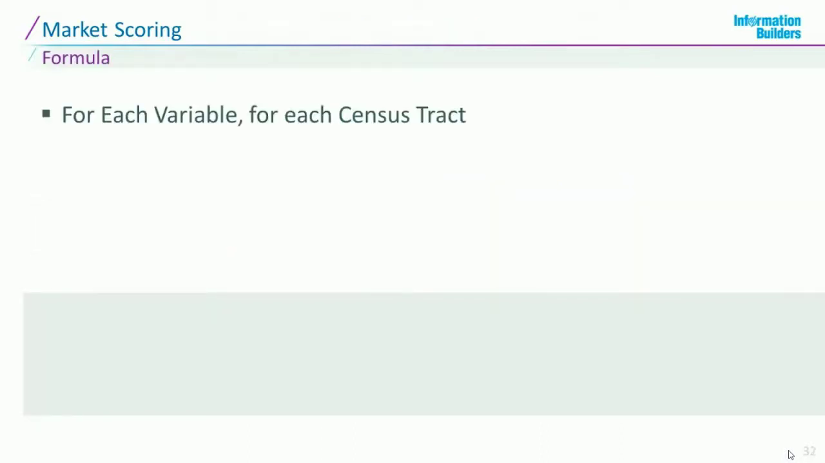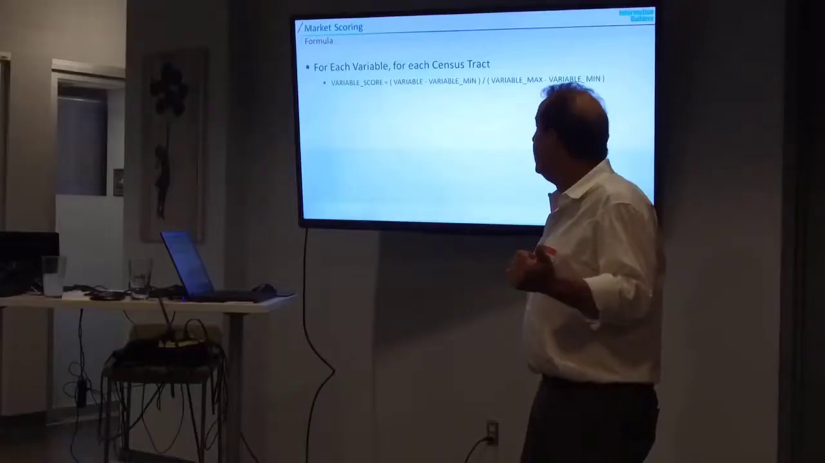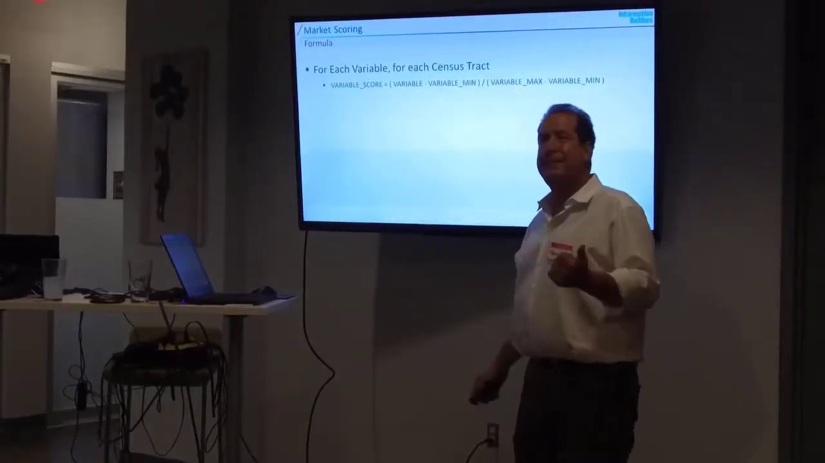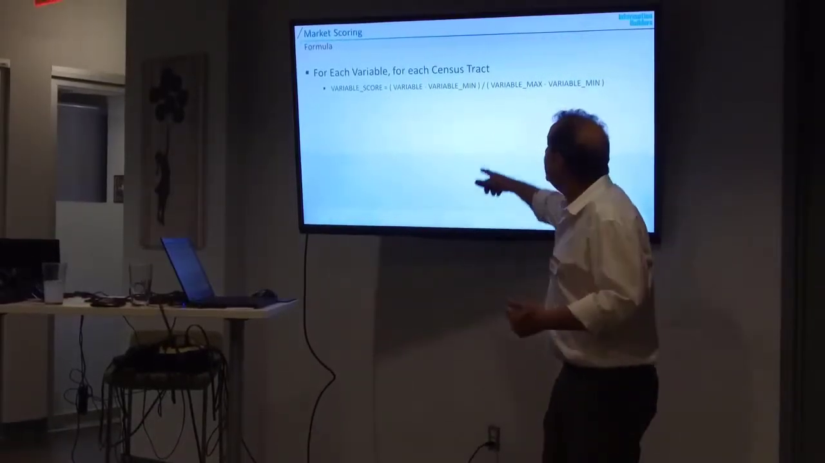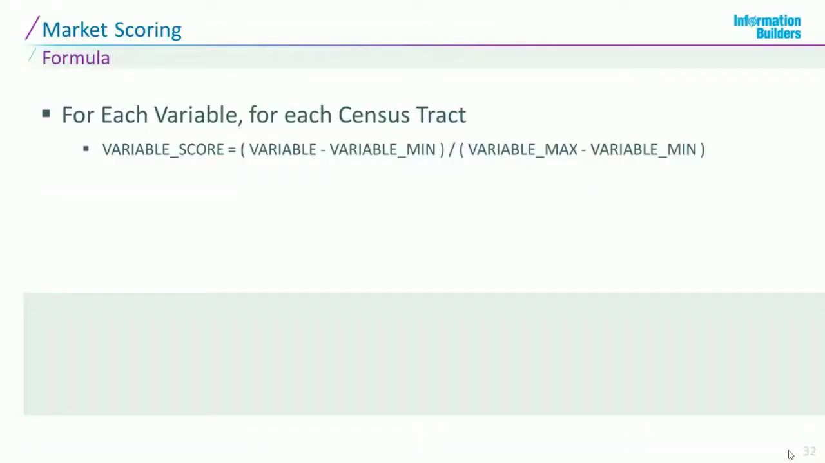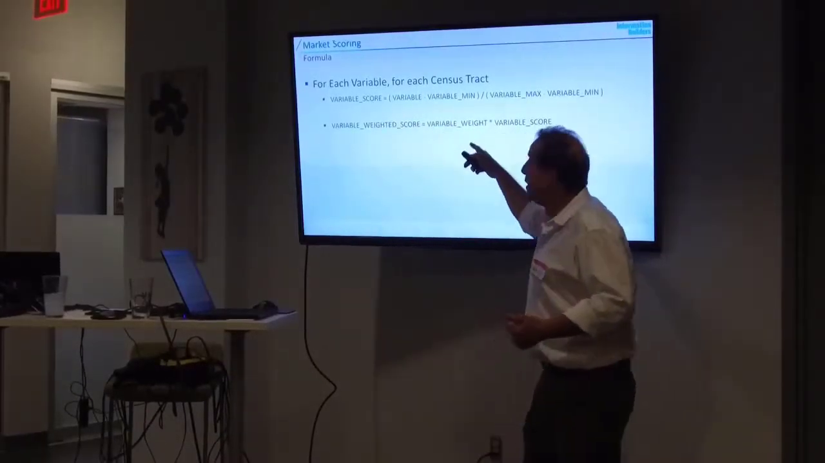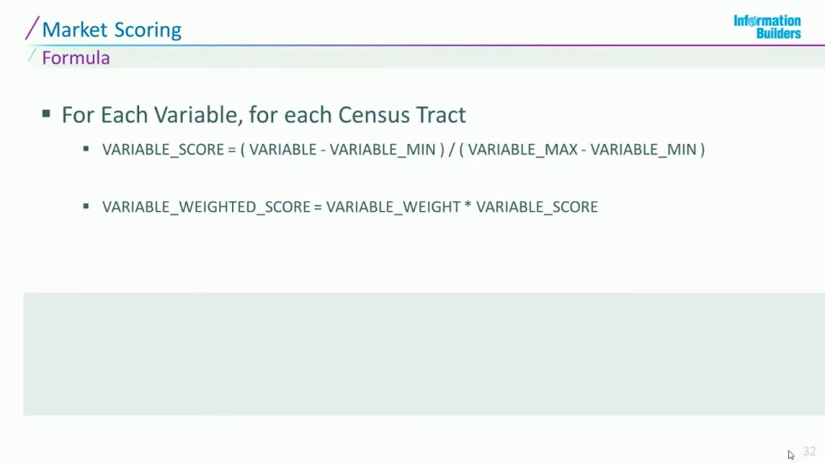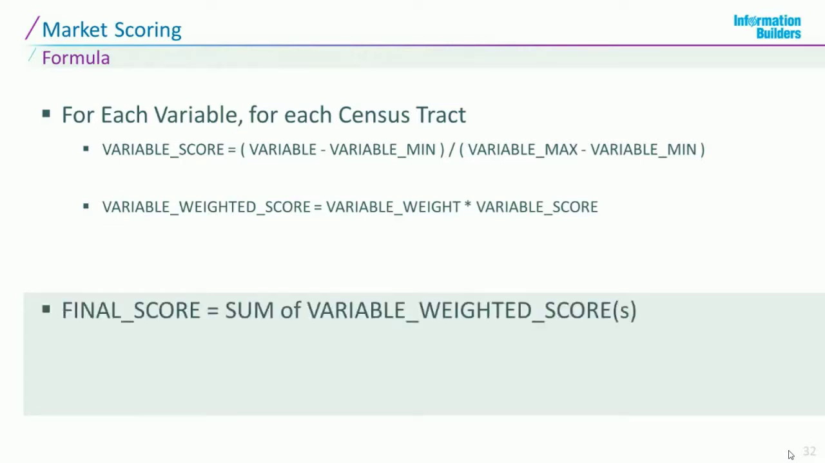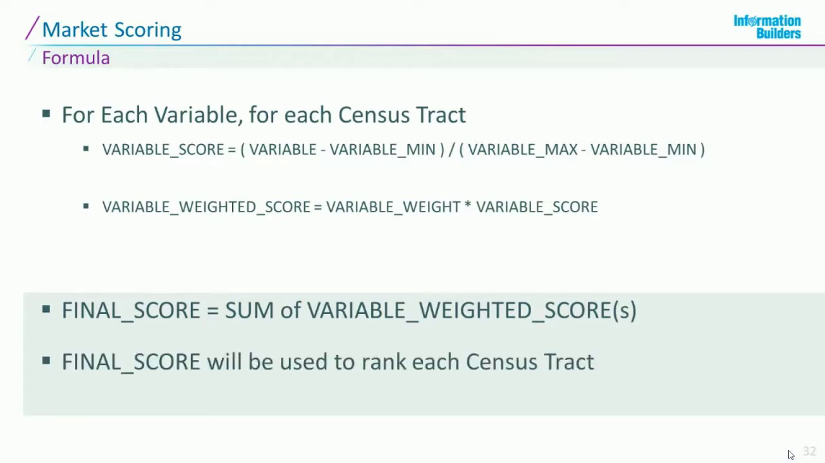Here's how the formula works. For each variable, for each census tract, the variable score, you didn't know you were coming here to do math, did you? The variable minus its minimum divided by the maximum minus its minimum is the variable score. Now the weighted score basically is this variable score times the weight. Okay? The final score is the sum of all the weighted scores. And the final score is used to rank each census tract.